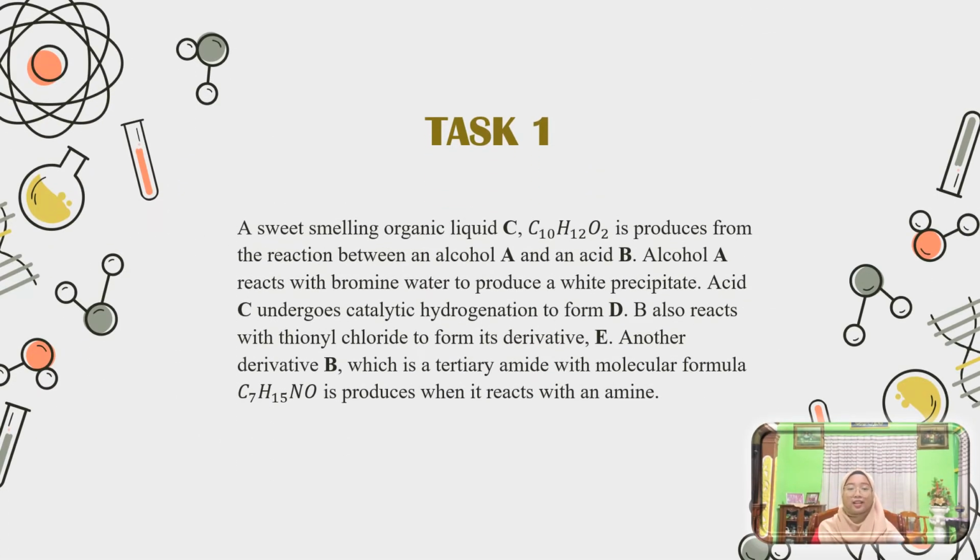For task 1, the situation is a sweet smelling organic liquid, C10H12O2, is produced from the reaction between an alcohol A and an acid B. Alcohol A reacts with bromine water to produce a white precipitate. Acid B undergoes catalytic hydrogenation to form D. B also reacts with thionyl chloride to form its derivative E. Another derivative of B, which is a tertiary amide with molecular formula C7H15NO, is produced when it reacts with an amide.